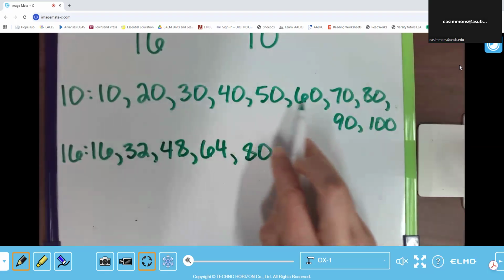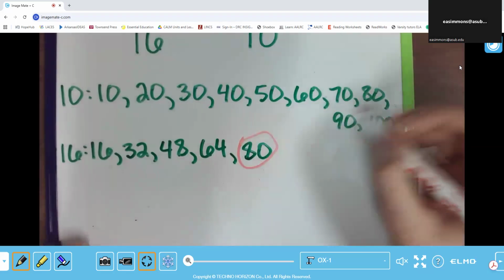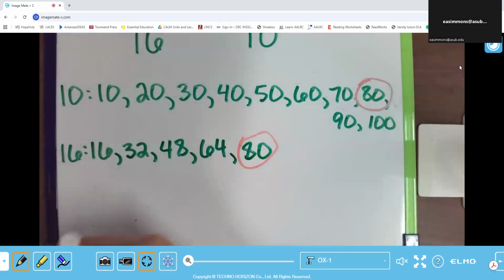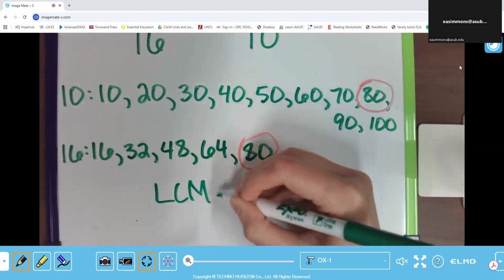And let's check for a match. Ooh, I do have a match. So 80 is going to be our match. So our least common multiple is 80.